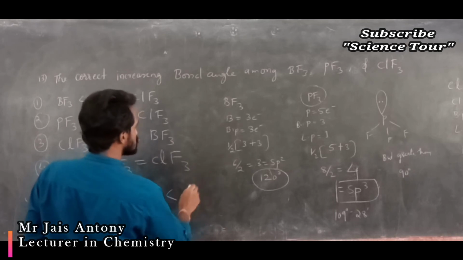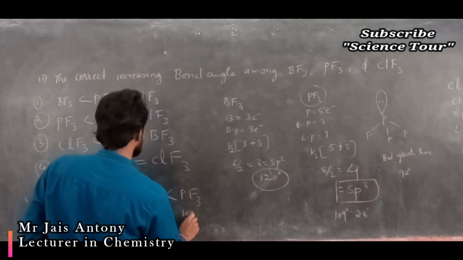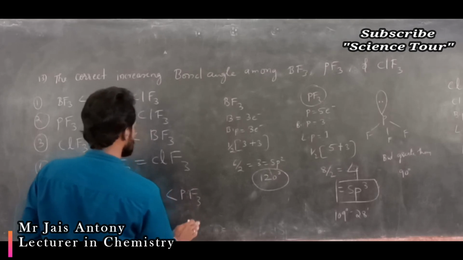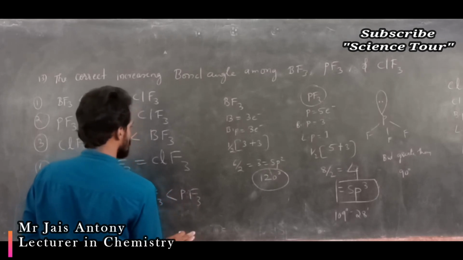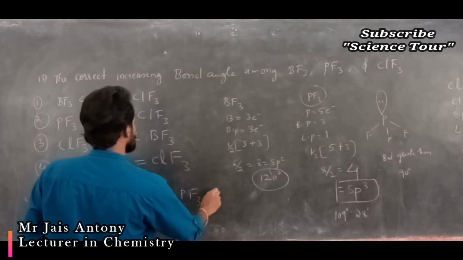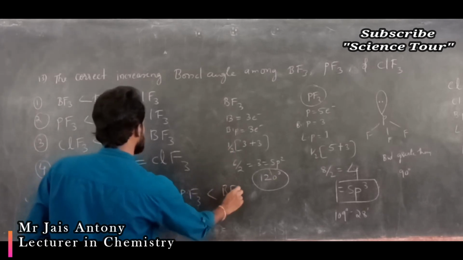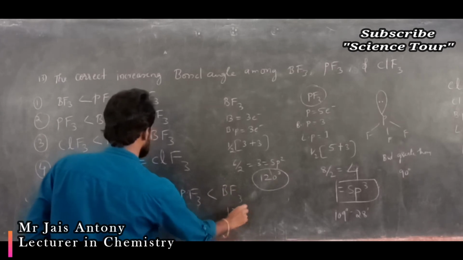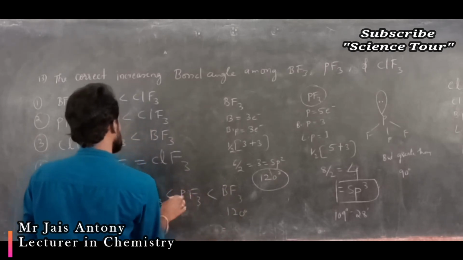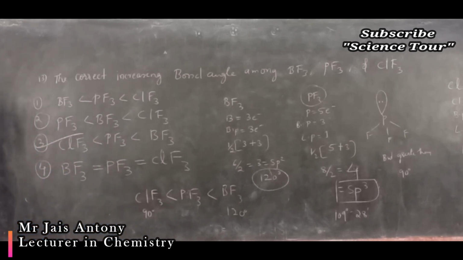So next is PF3, 109 degree, less than 109 degree, my dear students, but greater than this one. However, I will write 100 something, which is greater than this one. Next is BF3, how much, my dear students? BF3 is 120 degree. This is the highest one, this is the lowest one, this is the middle. So which one is correct? Increasing order, option C is correct.